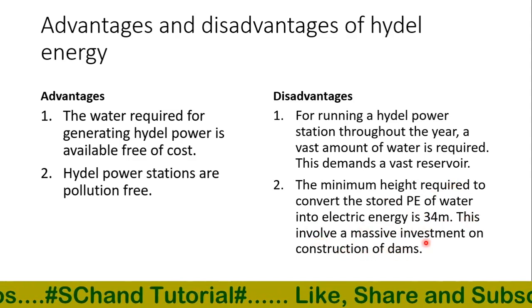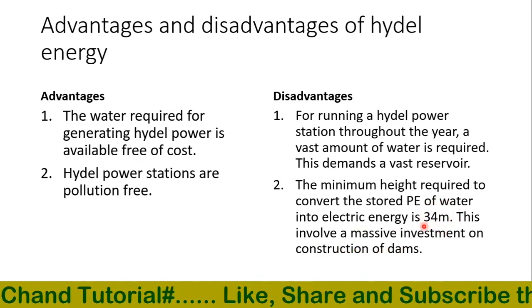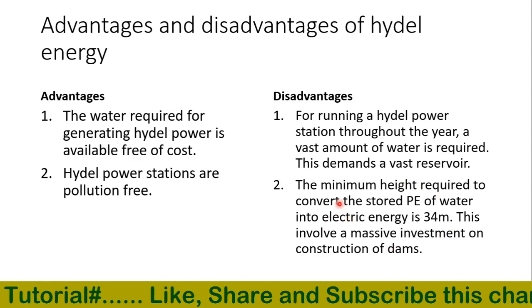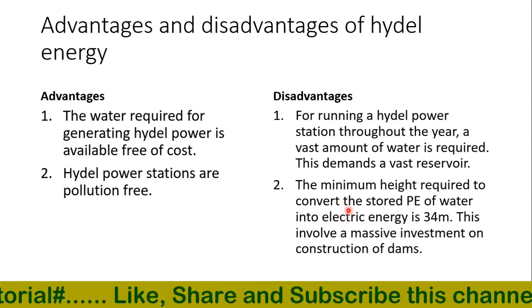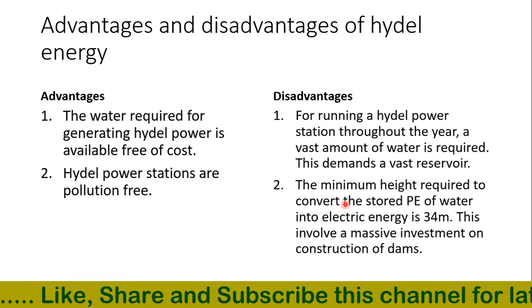So we have to make big dams. The minimum height required is 34 meters. So a massive cost is required to build the dam. So these are some advantages and disadvantages of hydel energy.